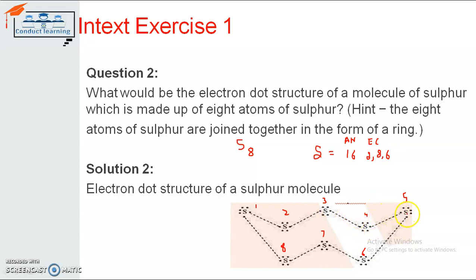The same way S5 is also getting one electron from S4 and one electron from S6. In the same way S6 is getting one electron from S7 and one electron from S5. In the same way S7 is getting one electron from S6 and one electron from S8. In the same way S8 is getting one electron from S1 and one electron from S7 and makes a complete bond. The sulfur atoms are 8 in number, and make a covalent bond between them and form a ring-like structure.